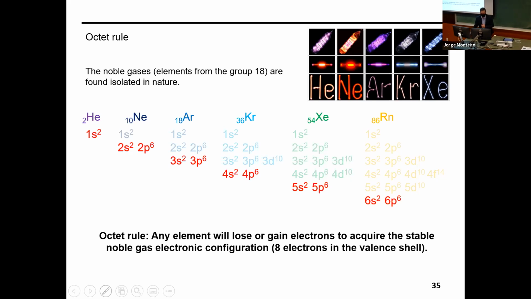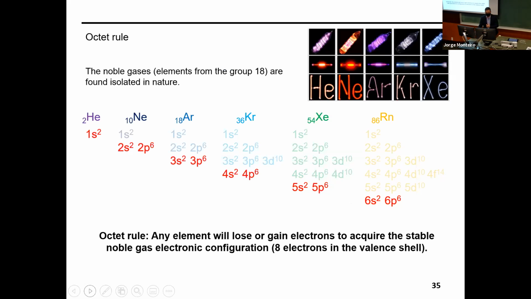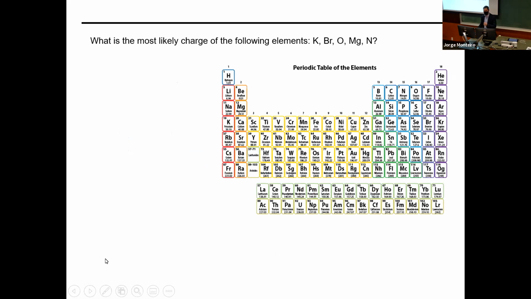All right, very good. Let's take a look at potassium, bromine, oxygen, magnesium, and nitrogen. The first thing I want you to do is locate those elements in the periodic table, see which group they belong to, and from that we are going to figure out the number of valence electrons. Remember that the number of the group is exactly the number of valence electrons that you have.